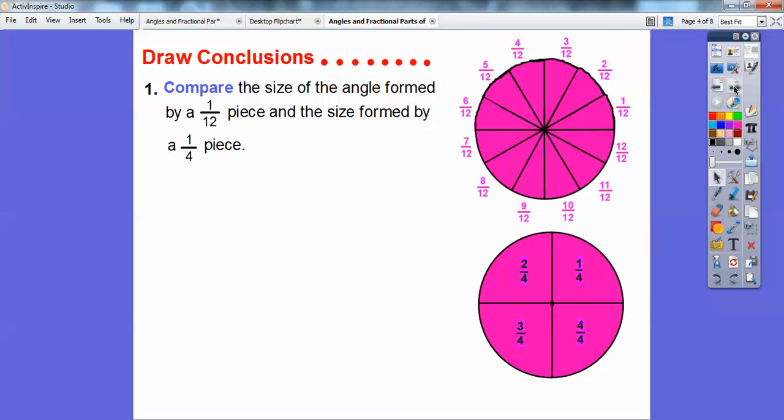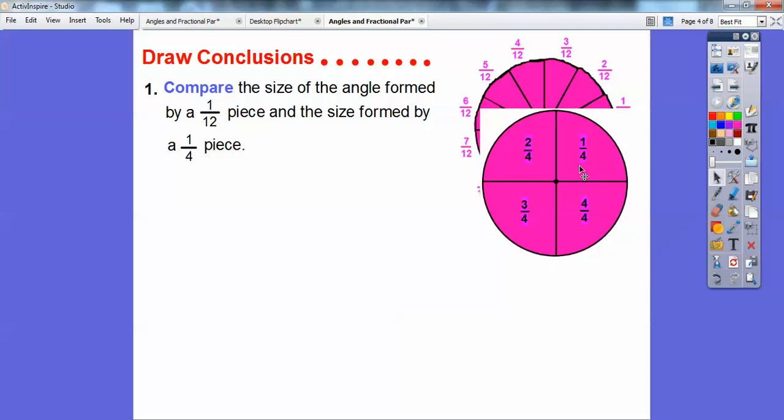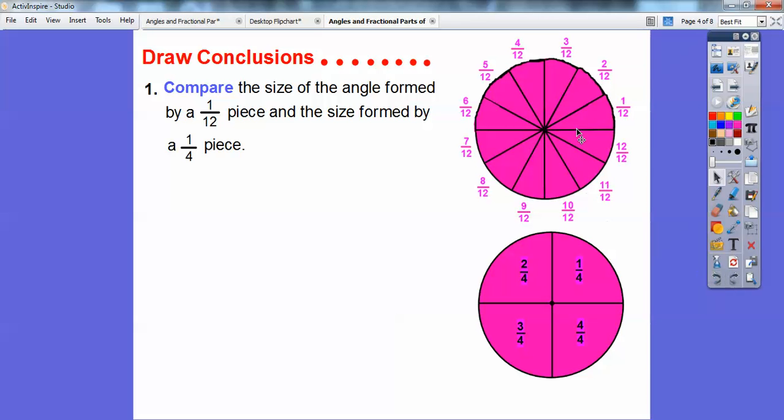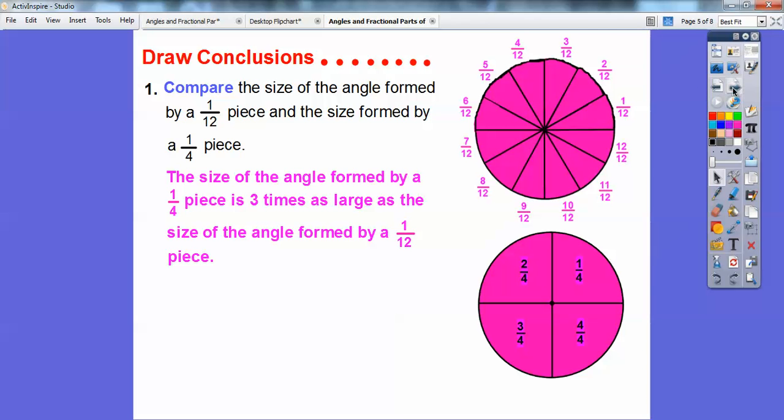Okay? So let's compare the size of the angle formed by a 12th size piece and the size formed by a 4th size piece. Okay, well here's a 4th size piece right here, and if I could just slide this right up in there, that 4th size piece would go right up there. Can you see that 4th size piece takes up, looks like, 3 of the 12ths right there. So it took up 1, 2, 3/12 of them. Does that make sense, you guys? So the size of the angle formed by the 1/4 piece is 3 times as large as the size of the angle formed by the 1/12 piece.